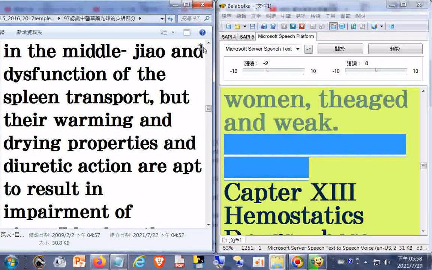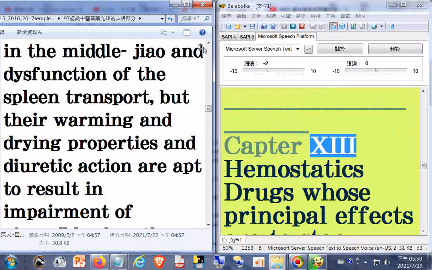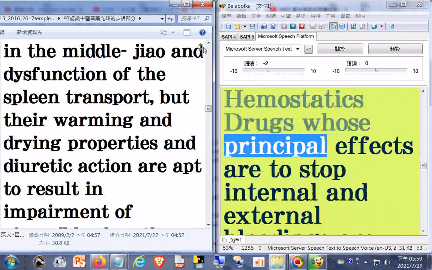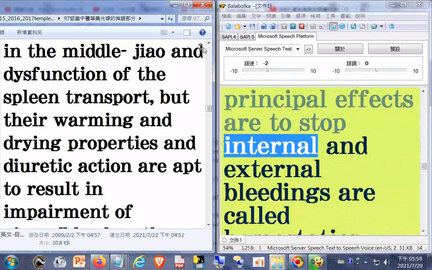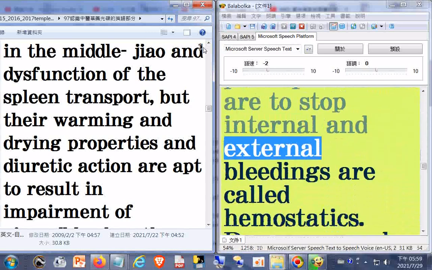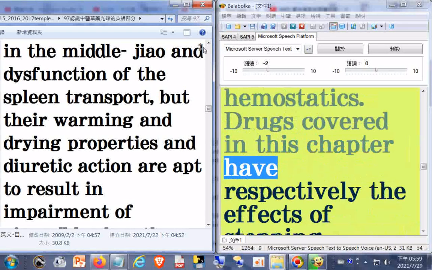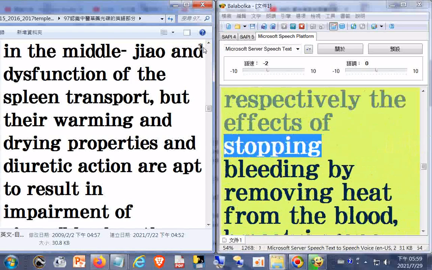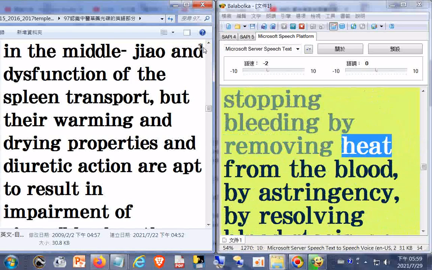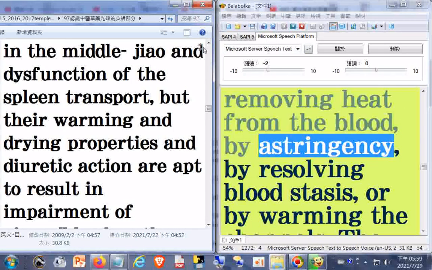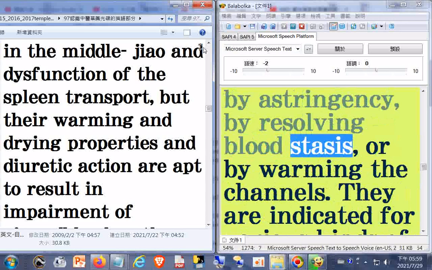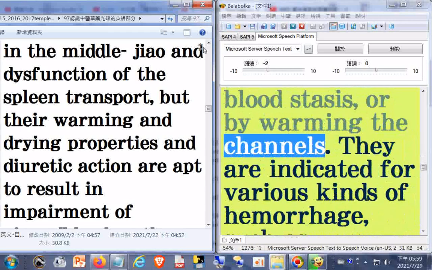Chapter 13 Hemostatics. Drugs whose principal effects are to stop internal and external bleedings are called hemostatics. Drugs covered in this chapter have respectively the effects of stopping bleeding by removing heat from the blood, by astringency, by resolving blood stasis, or by warming the channels.